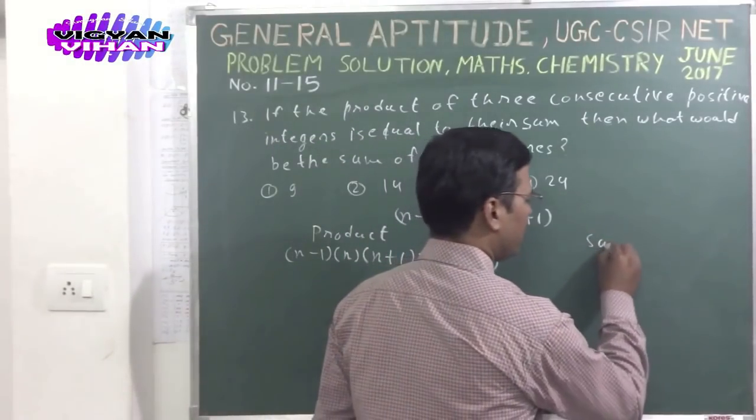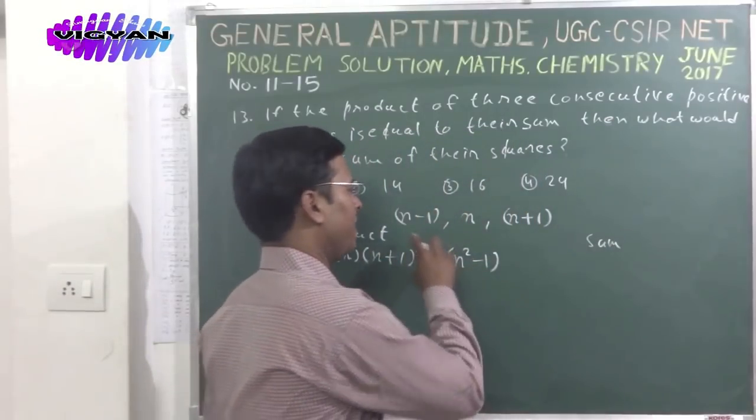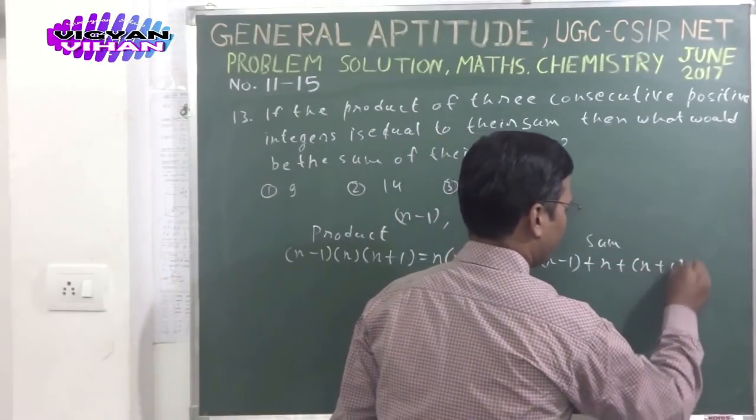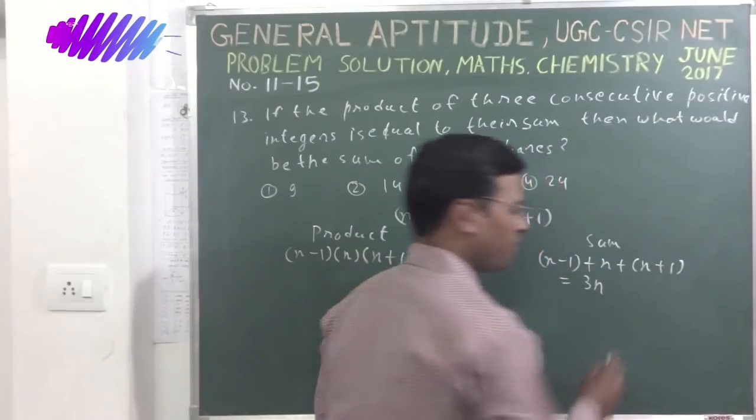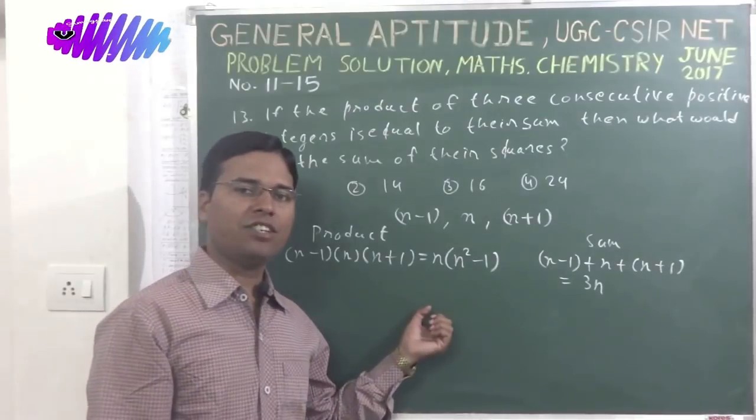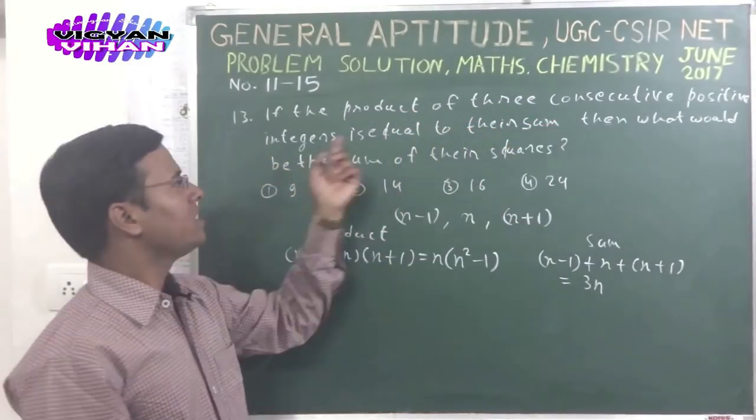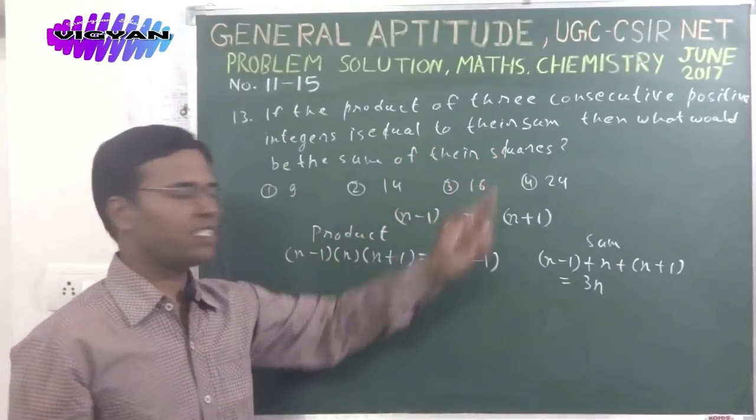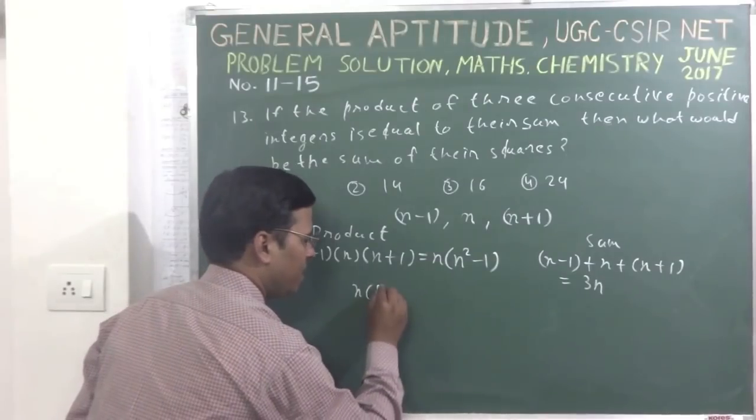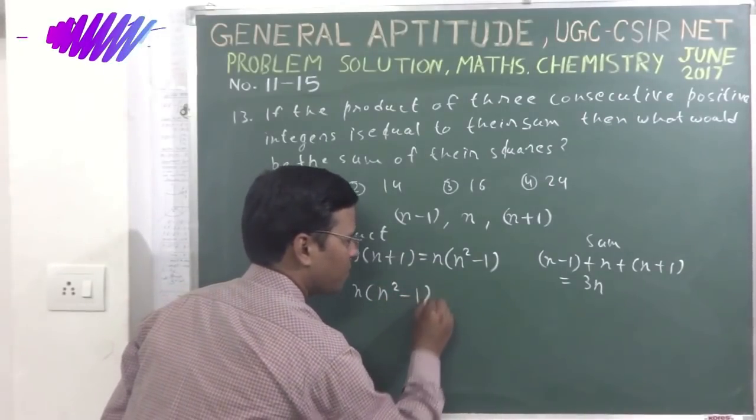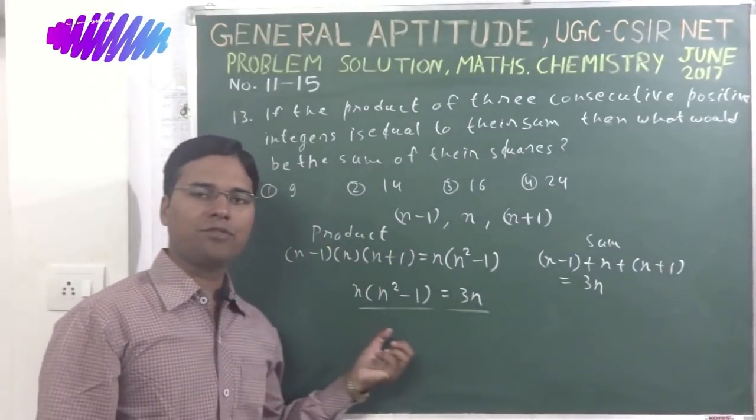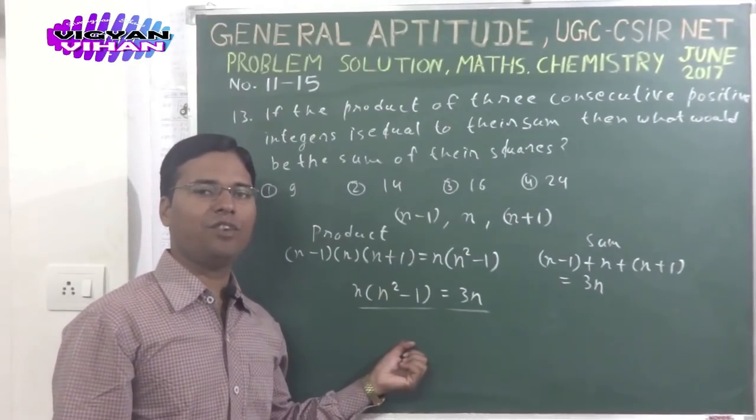Now, the sum of these integers would be n minus 1 plus n plus n plus 1, that would be 3n. According to the given problem, the product of these integers would be equal to their sum. So, equating these two terms, n times n square minus 1 is equal to 3n, we get this equation. We will have to solve this equation to get the value of n.